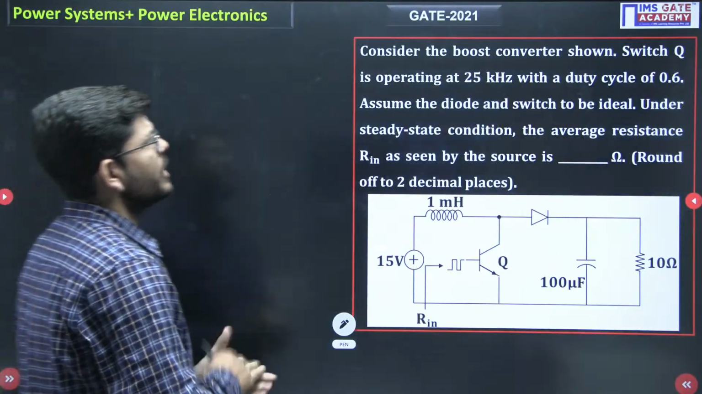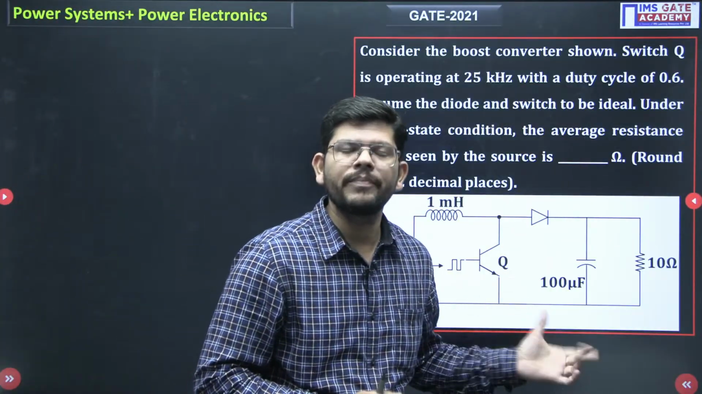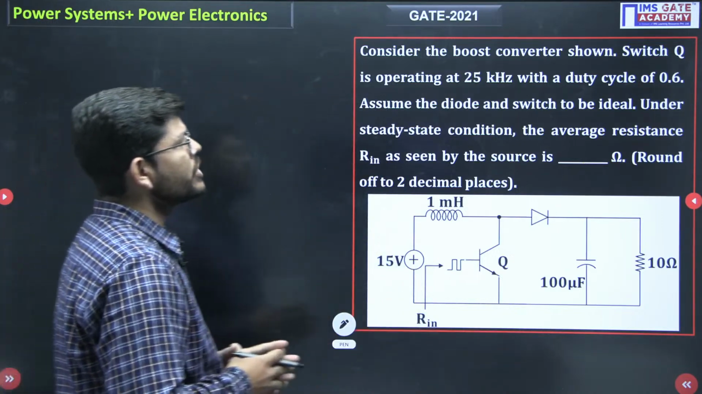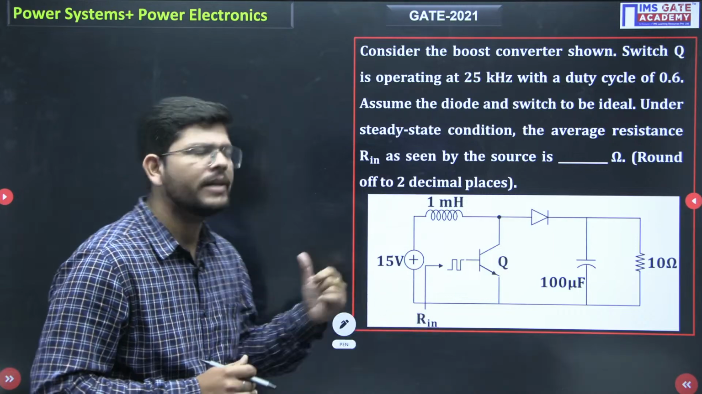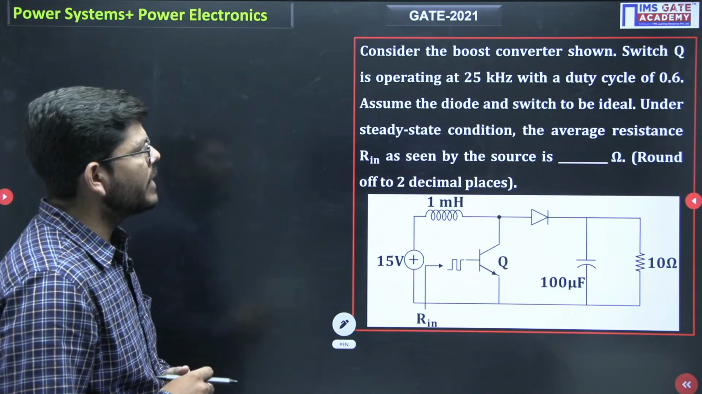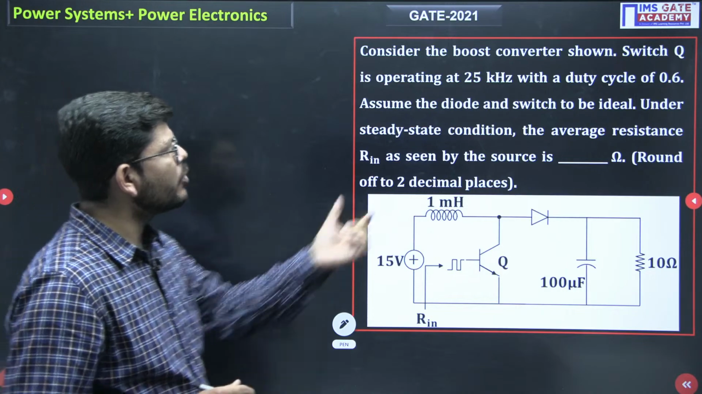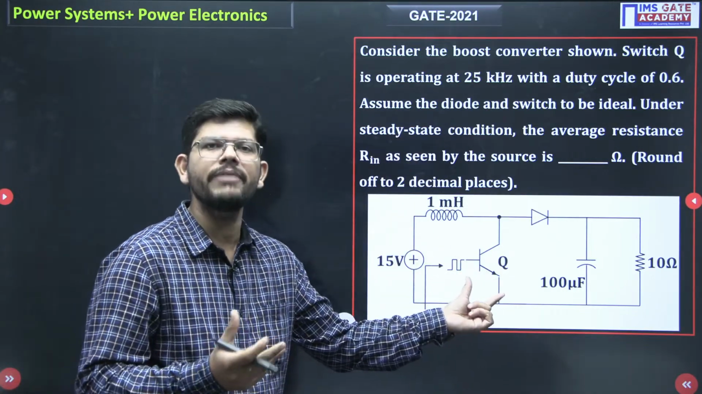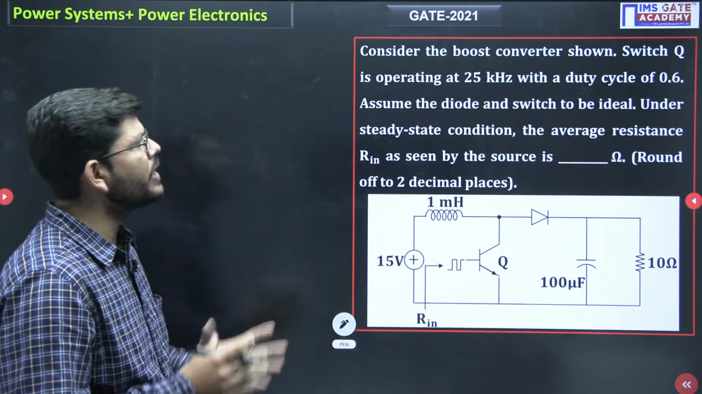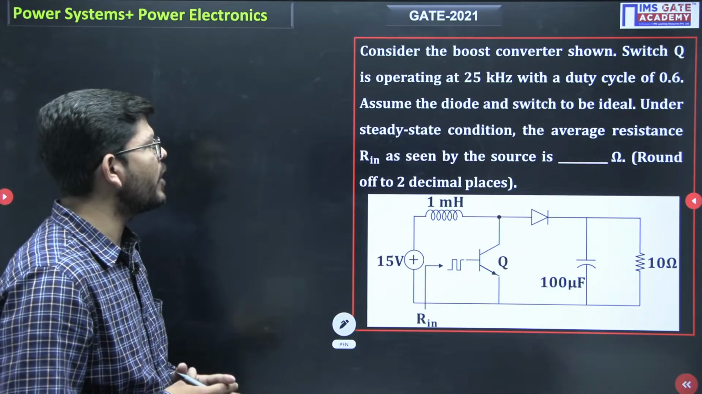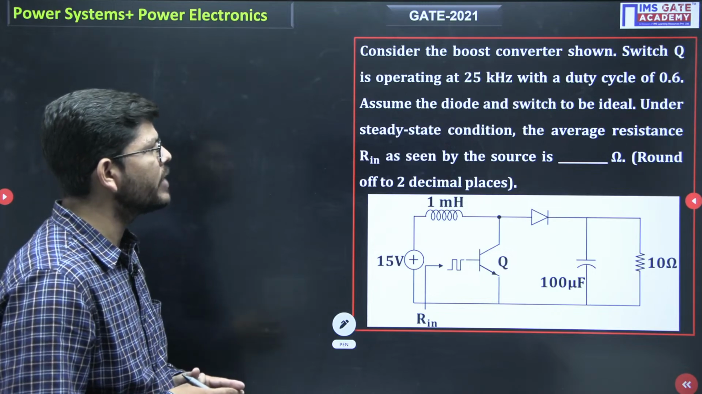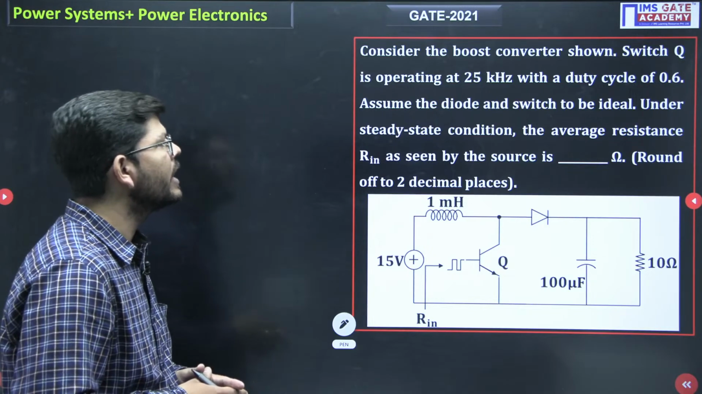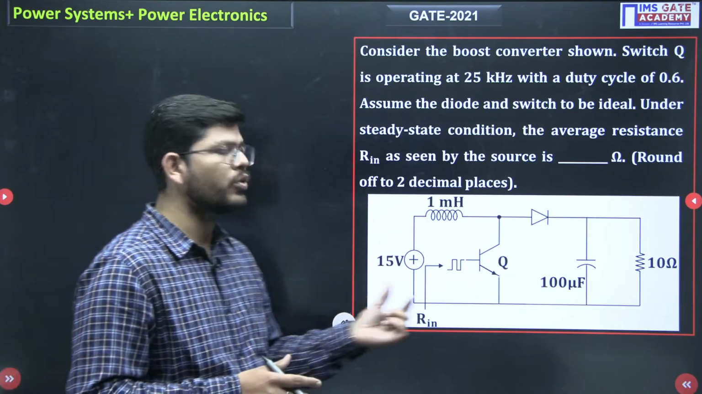So the first question that we have is from power electronic, and what has been asked in this question is, consider the boost converter. So we have been given a boost converter shown in the figure. Switch Q is operated at 25 kilohertz, okay, so this is the switch which is operating at 25 kilohertz with a duty cycle of 0.6. D is 0.6. Assume the diode and switch to be ideal. Under steady state condition, the average input resistance seen by the source will be what?